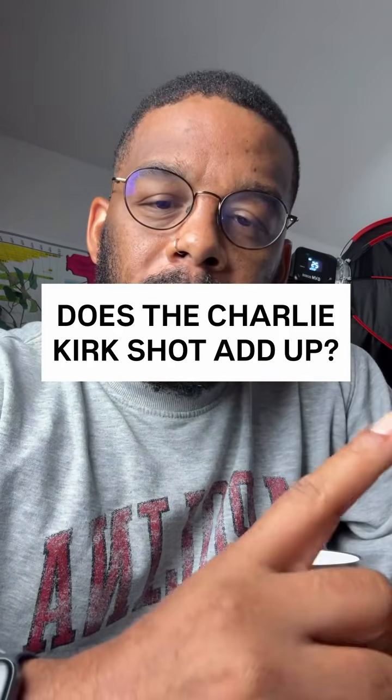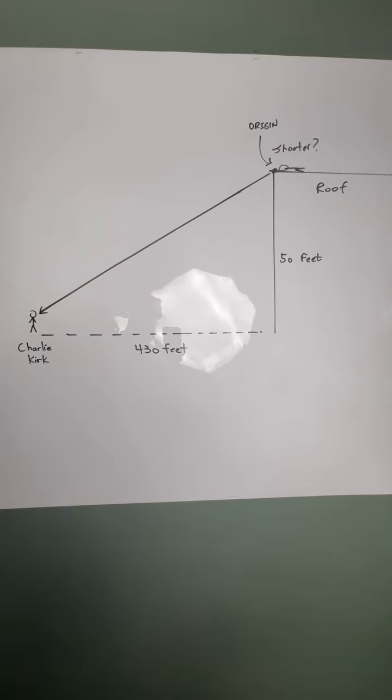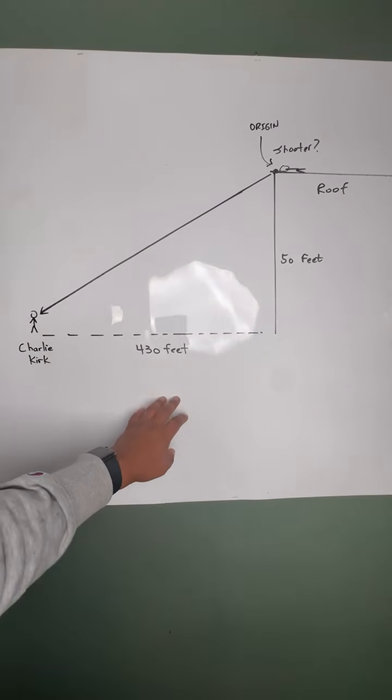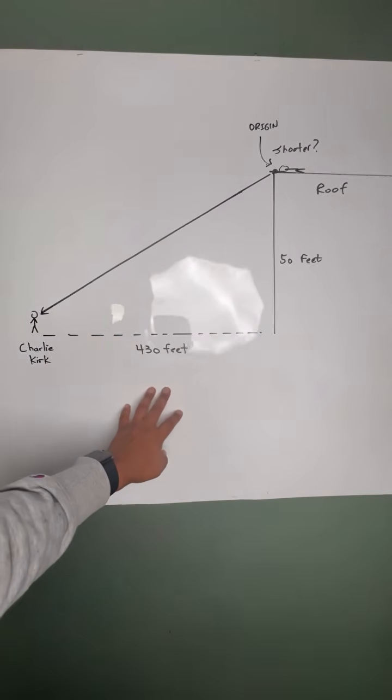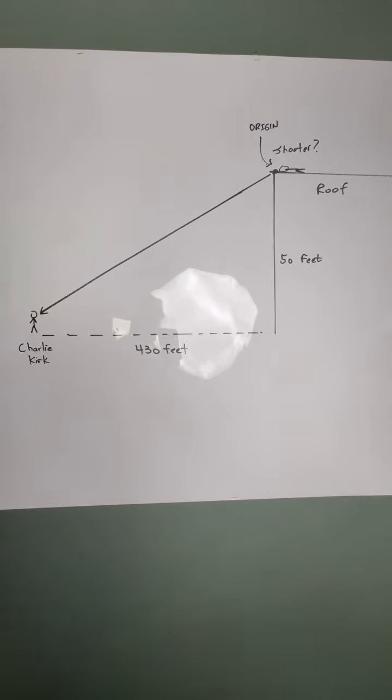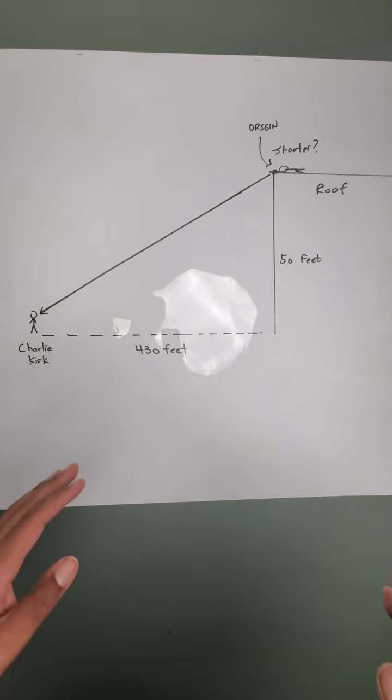Can mathematics test the alleged bullet trajectory in the Charlie Kirk assassination? Let's find out. So what I've done is I've constructed a hypothetical model, and I want you to draw your own conclusions at the end of this video.